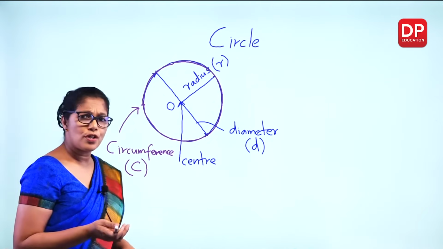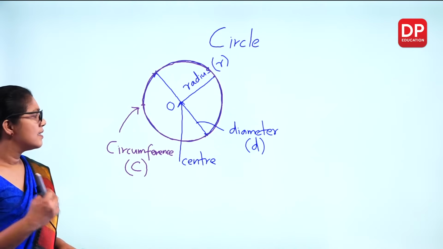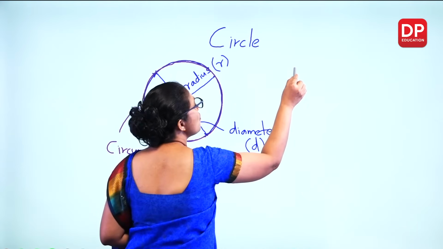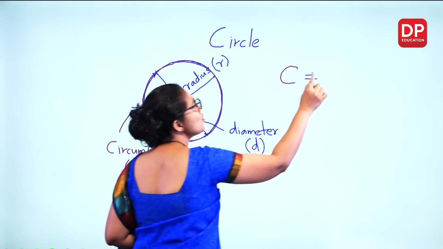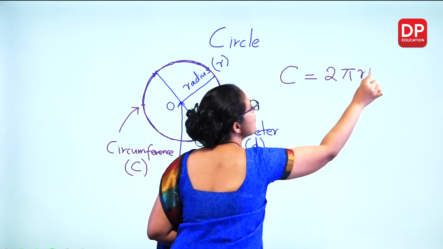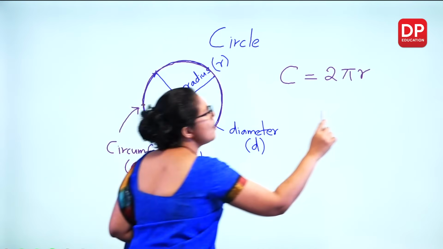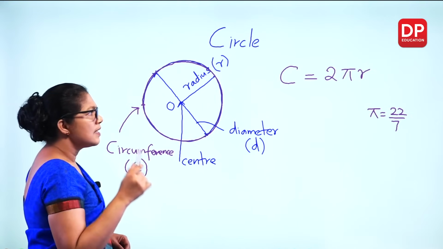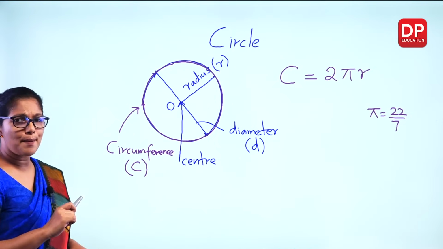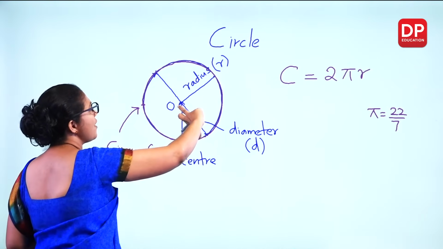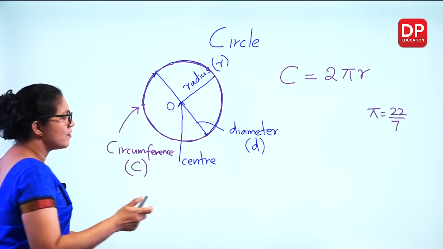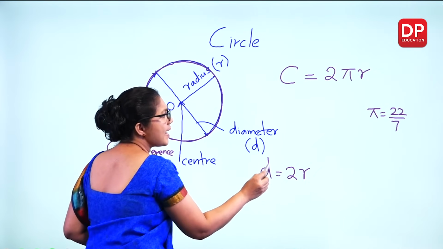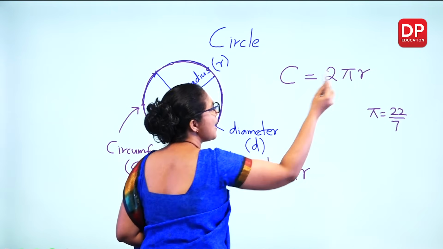Now, what's the relationship between the circumference and the radius, or circumference with the diameter? In previous grades you have done that. So we found out the circumference is equal to 2 pi r. So here, what's the pi value? You can use pi as 22/7. What about the relationship between the radius and the diameter? We know double of radius is the diameter. So here, D equals 2r, double of radius is diameter.